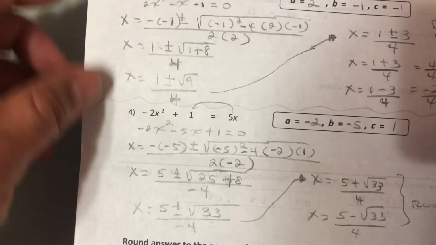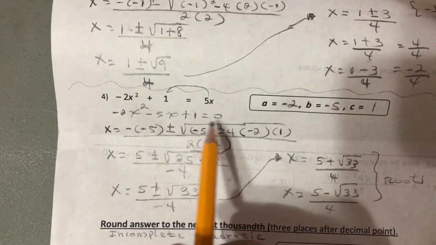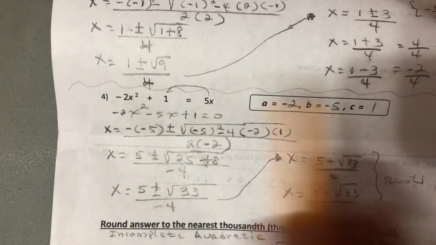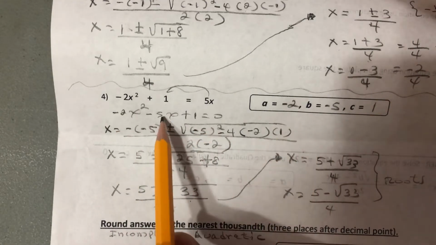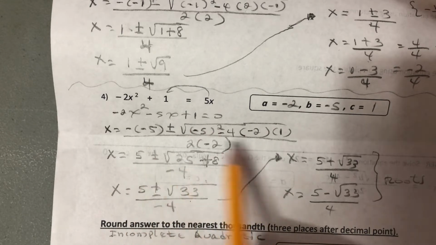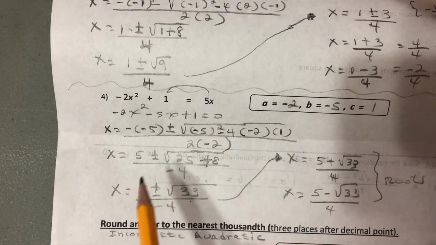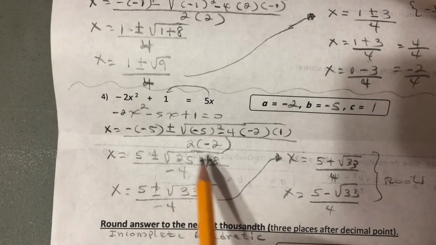Now the other one, same thing. The other one, if you notice, we don't have it equal to 0. So we have to move it to this side, okay? And same process. A is negative 2, B is negative 5, and C is positive 1, okay? Plug into the formula, same thing. Just be careful with the sign. Minus times minus will give you a plus. Negative 5 squared is positive 25.